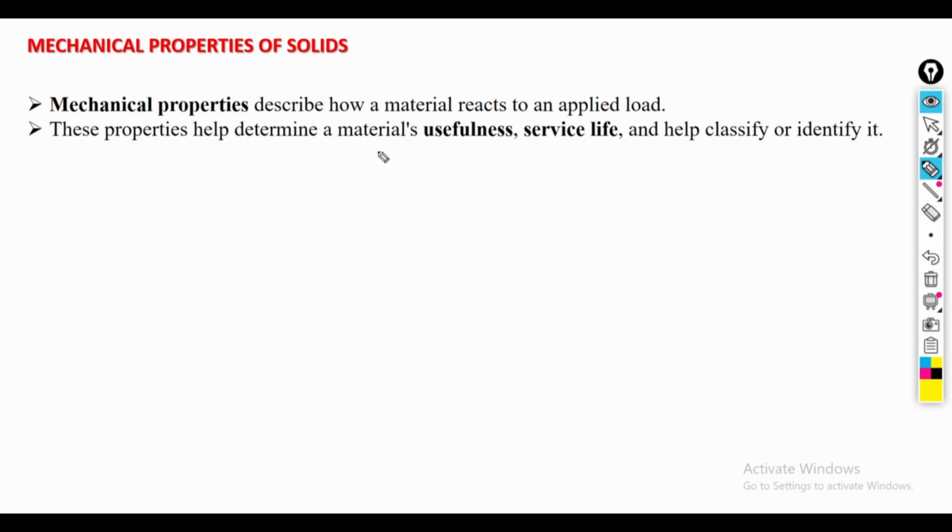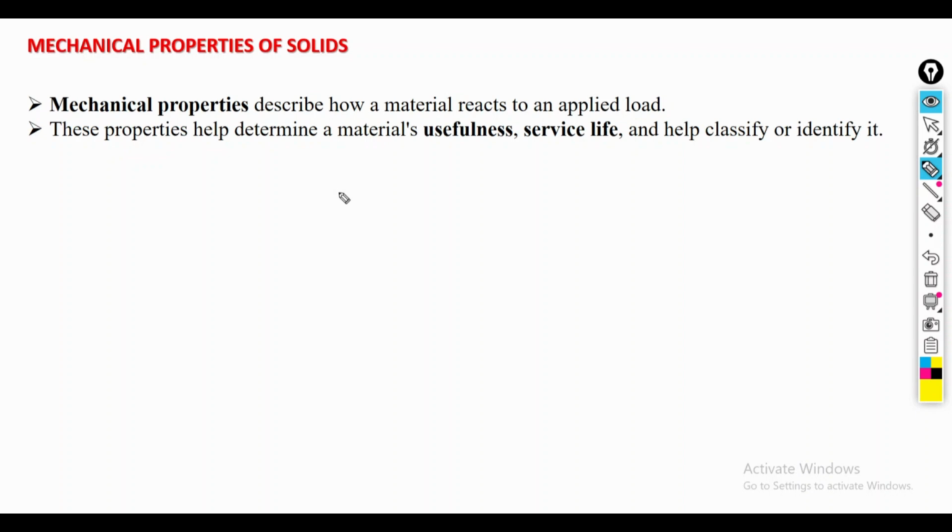So all these properties are called mechanical properties. Mechanical properties describe how a material reacts to applied force. If we apply an external force or external load on a material, what will be the response of that material to that external force? These properties help determine the material's usefulness. There are different materials and we will use them according to our desire.